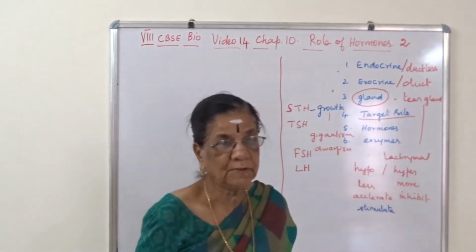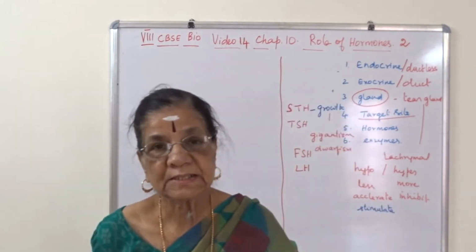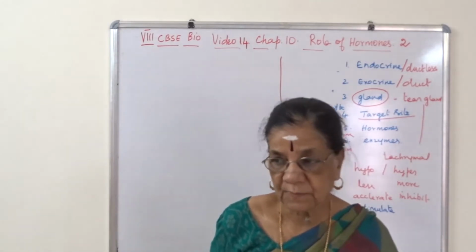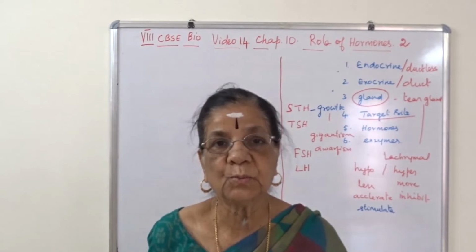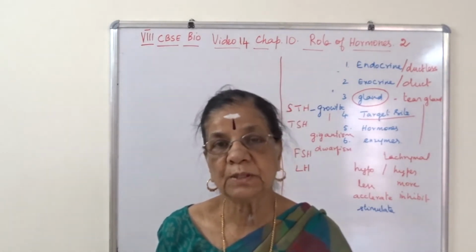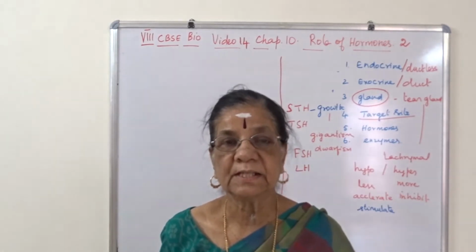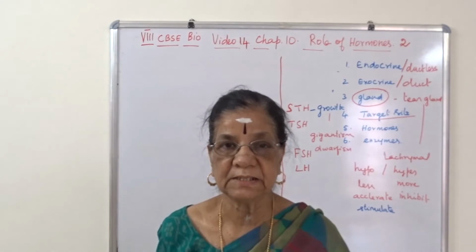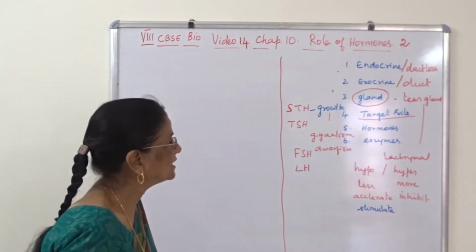For example, the thyroid gland, yesterday we were talking about. Now this thyroid gland will secrete thyroxine. Wherever the iodine mineral is needed by the human body, it goes to the particular organ. That is the target organ or target site. I hope you are listening. So that we have learned as target site.